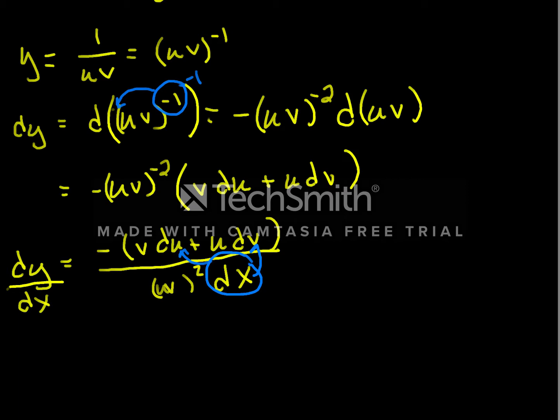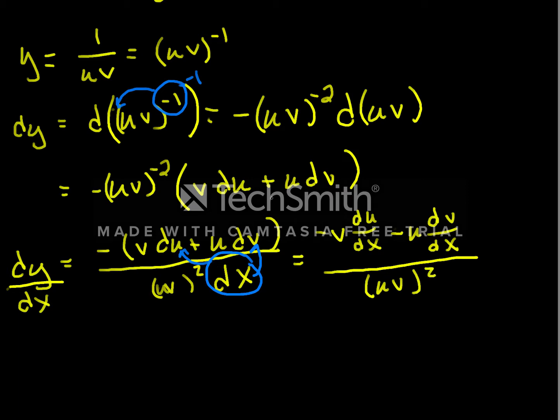And so I get that this is equal to, and I'll go ahead and distribute the negative through, negative v du dx minus u dv dx all over uv squared. So that's the differential of 1 over u times v.